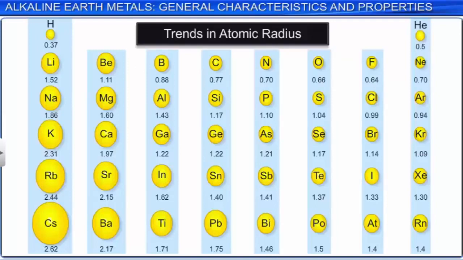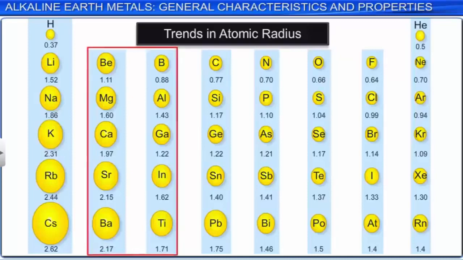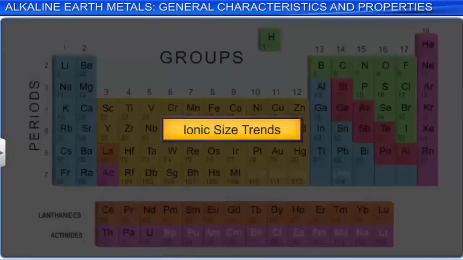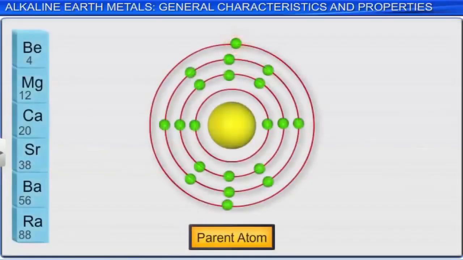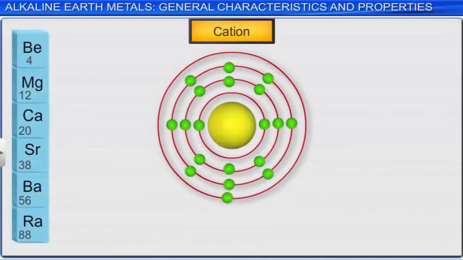Let's consider the ionic size trends. Cations are smaller than their parent atoms due to increased effective nuclear charge. As mentioned earlier, the group 2 metals typically form ions with a +2 charge. As shown in the graphic, the group 2 cations that form are significantly smaller than the neutral metal atoms.